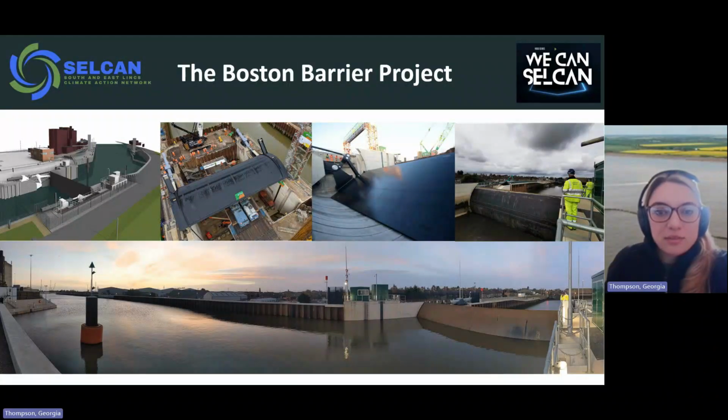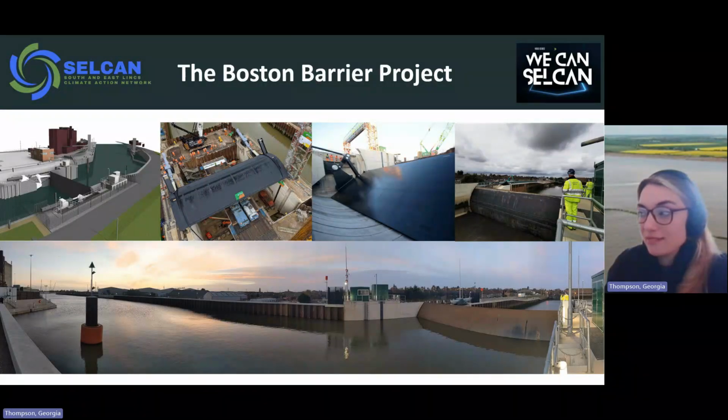So if you have a look at the images from left to right on the top, that's the primary barrier gate design. And the second picture is when it was first delivered. And then the next one is the dry testing. And you can see there on the right, the operation. So the bottom image as well is a panorama of the first deployment of the barrier against a high tide, which was on the 7th of November 2021.